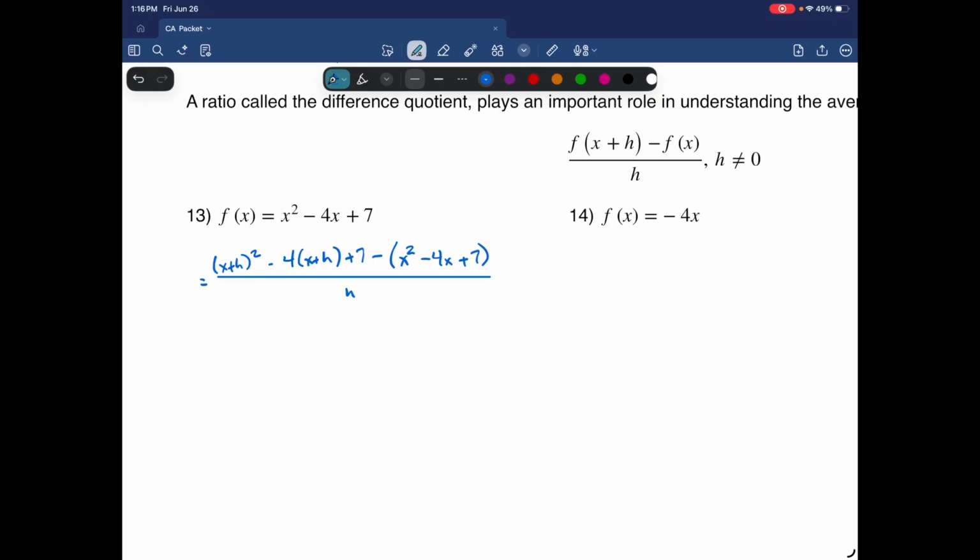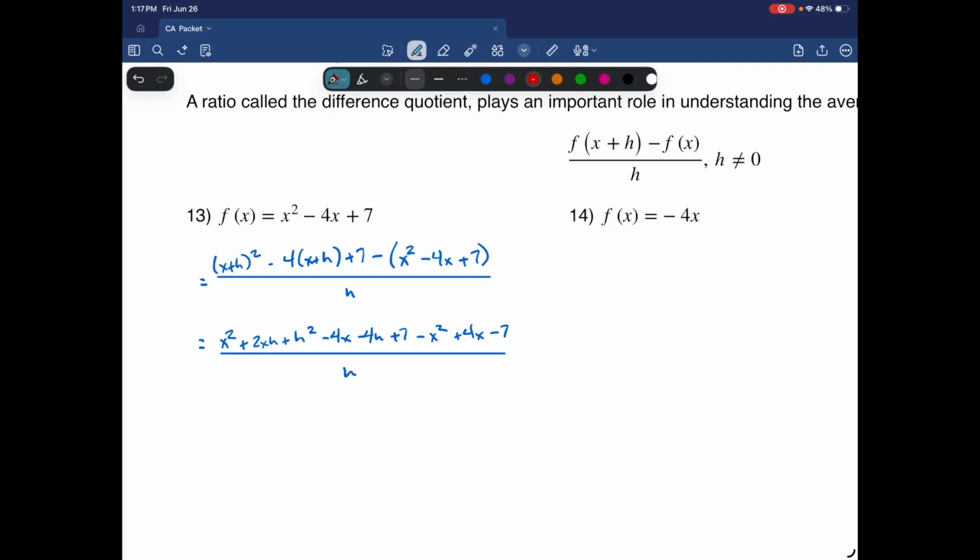All right, so let's work on cleaning this up. If you know your special formulas for factoring, you know that x plus h all squared is going to give you x squared plus 2xh plus h squared. Distribute the -4, so it's going to be -4x minus 4h plus 7. Distribute the negative, and you get minus x squared plus 4x minus 7, all over h.